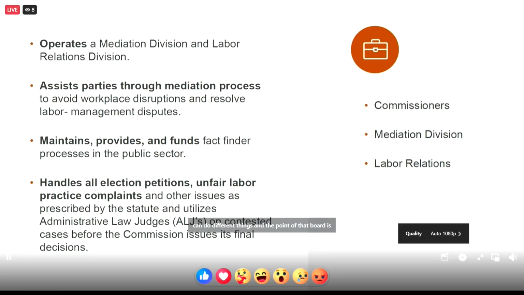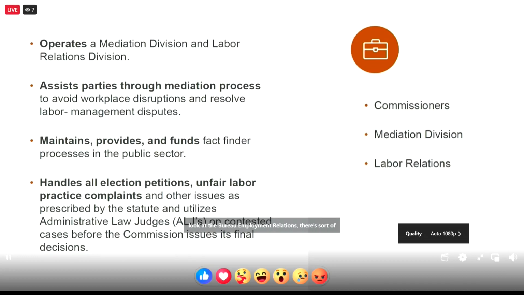And the point of that board, the same as the National Labor Relations Board traditionally, is to have consistent outcomes from different types of unfair labor practices so the parties are aware of what they can and cannot do as they're working through this relationship. As I mentioned, we assist people through the mediation process. We do that quite well and quite often, and that's set up in a mediation division.